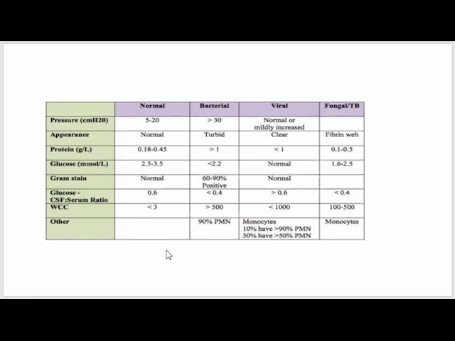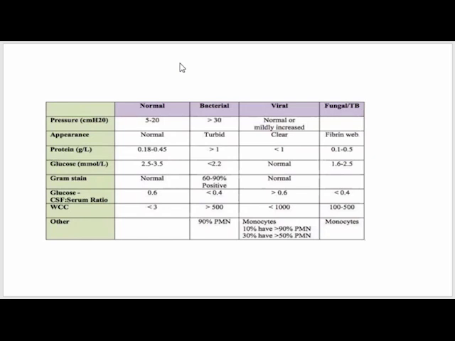Okay. So this table summarizes the abnormal cerebrospinal fluid in relation to chemistry. If it's bacteria, if it's viral, or if it's fungi, what are you going to see? Starting from the pressure, the color, proteins, glucose.